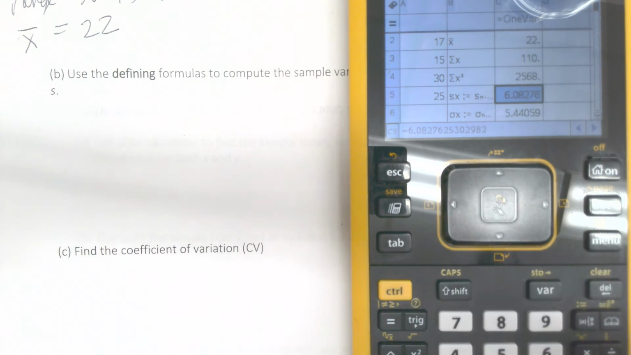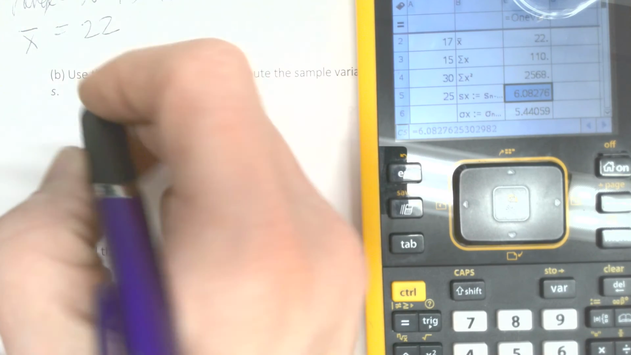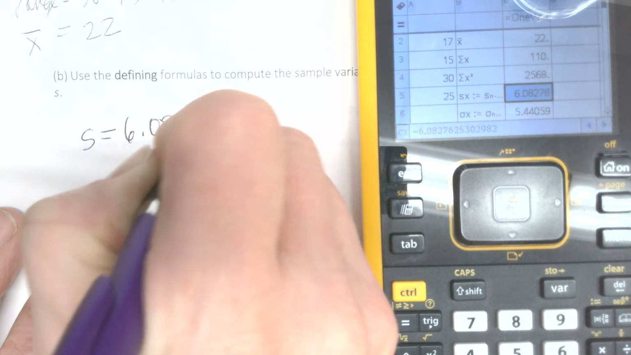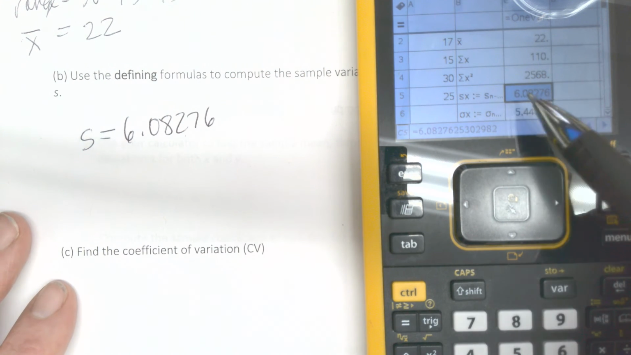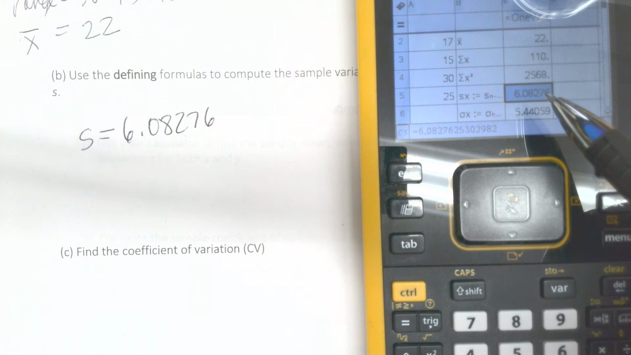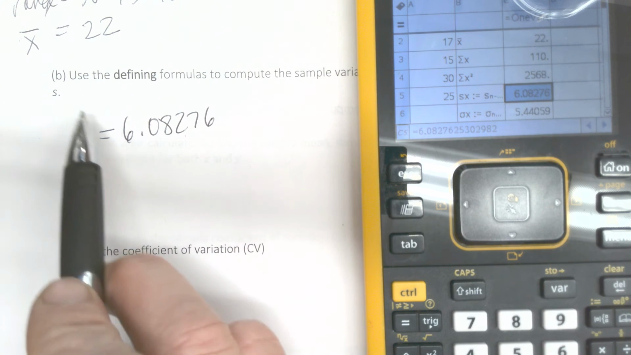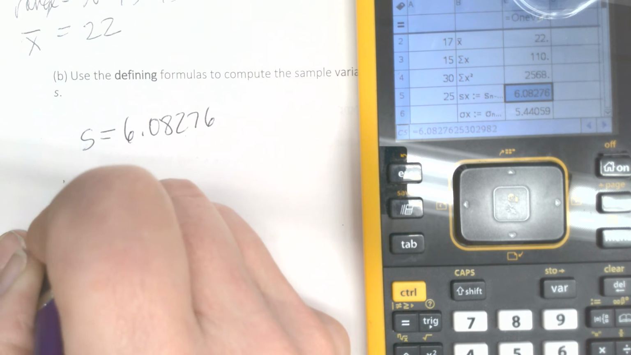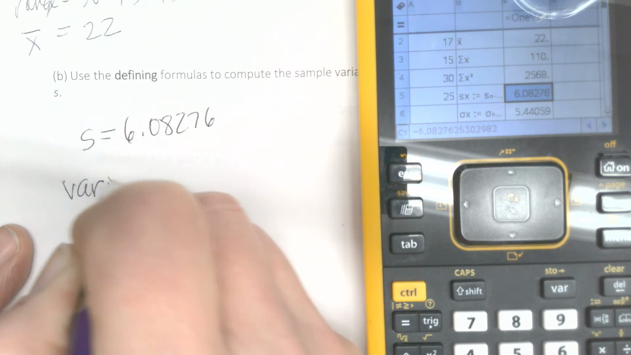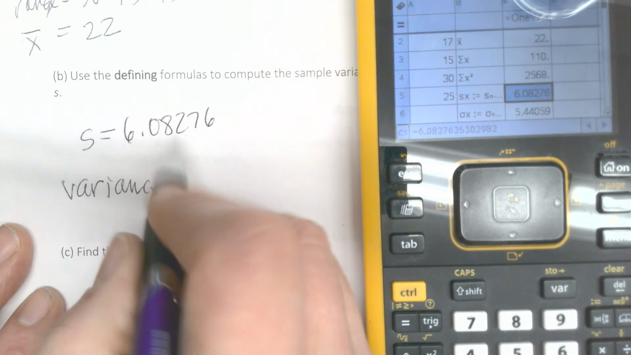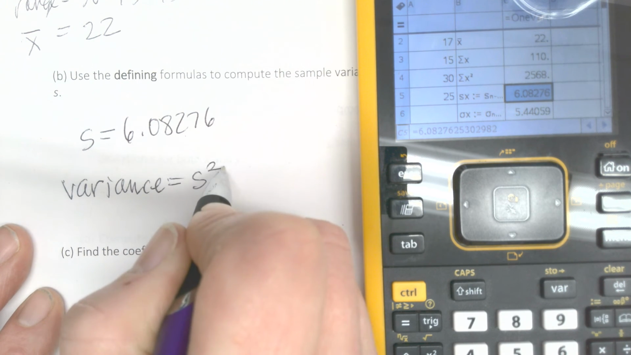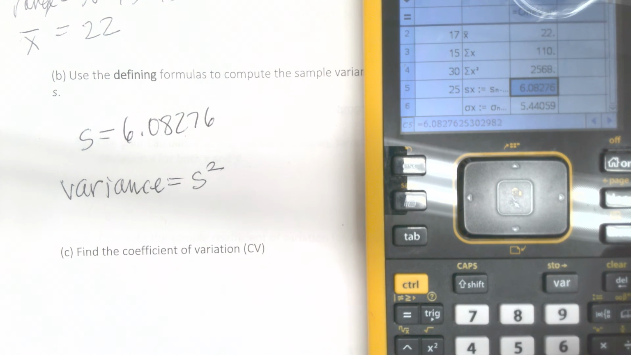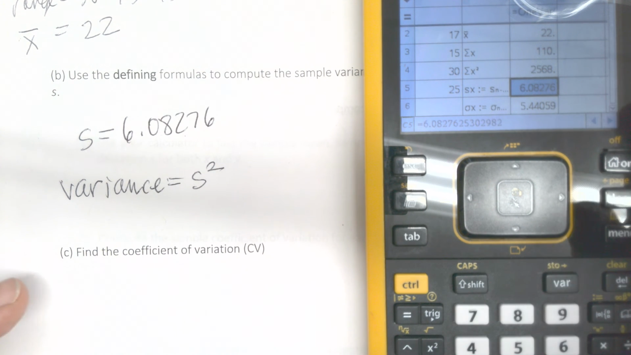So it said sample standard deviation, so I use S. So my S equals 6.08276. Yours might have more or fewer decimals. It depends on what the setting is set for. It doesn't really matter. Usually I would probably just do 6.08. But then my variance is the standard deviation squared. So I just take that value and I'll have to go into the calculation mode and square that.